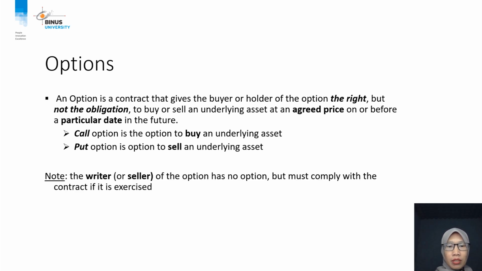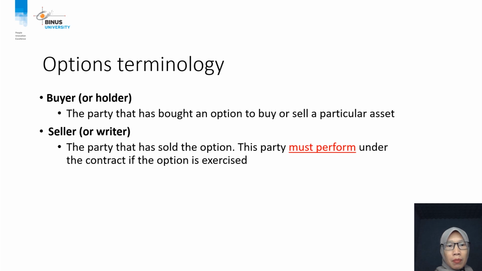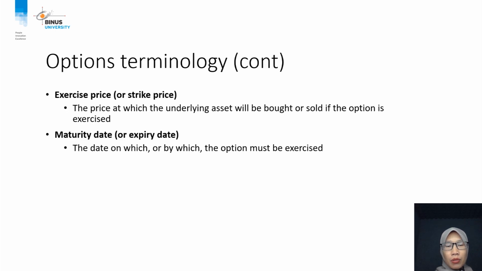So, the writer or the seller of the option has no option but must comply with the contract if it is exercised. So there are some options terminology. Buyer or holder is the party that has bought an option to buy or sell a particular asset. The seller or writer, the party that has sold the option. This party must perform under the contract if the option is exercised. The exercise price or strike price, the price at which the underlying asset will be bought or sold if the option is exercised.